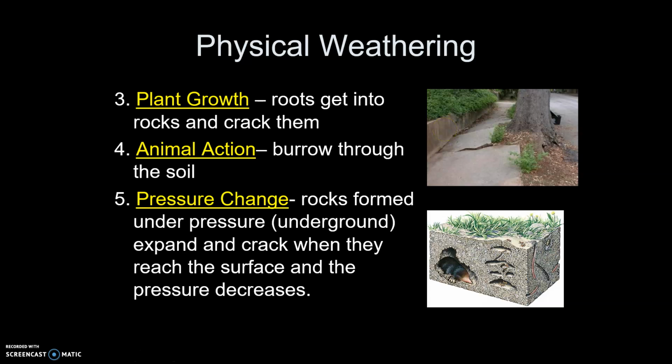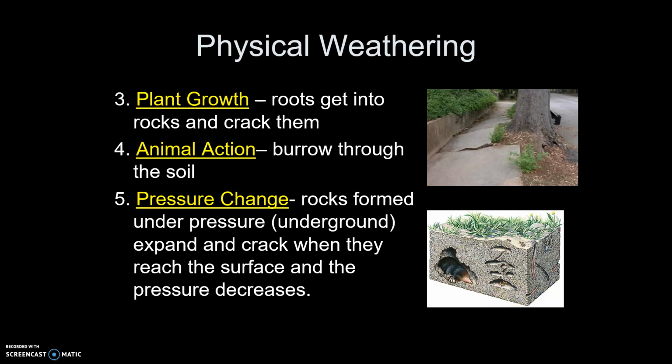The second one is animal action. It could be as simple as a chipmunk hole or a hole that your dog digs in the backyard, but oftentimes it's because of burrowing. Even something as small as an ant makes a burrow, or a termite. They make burrows into the ground, and because of that they're loosening the soil around them, thus weathering it.